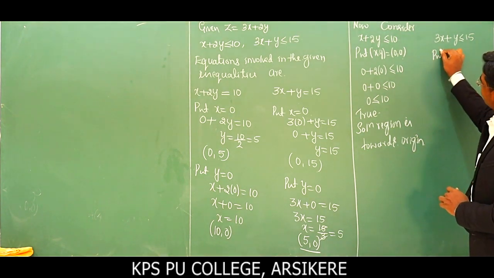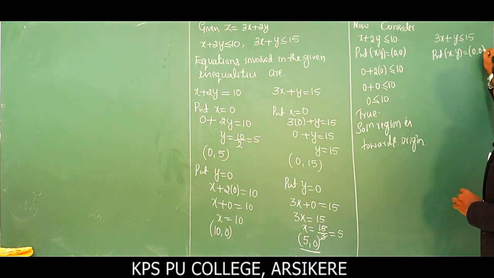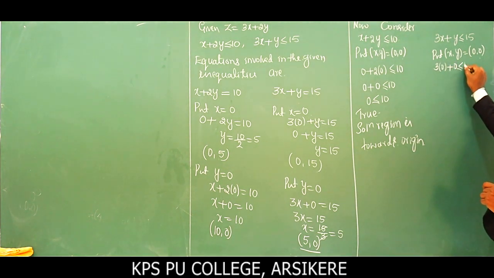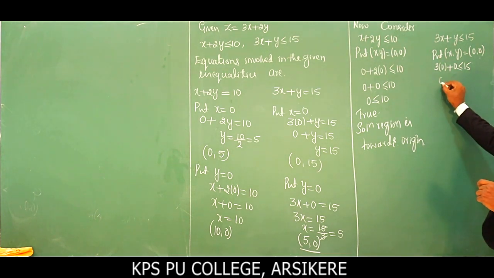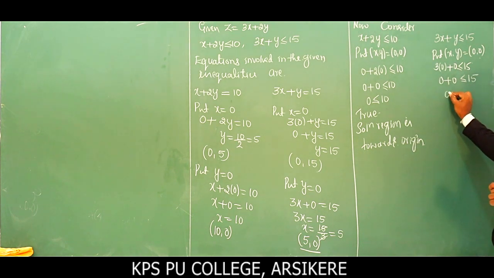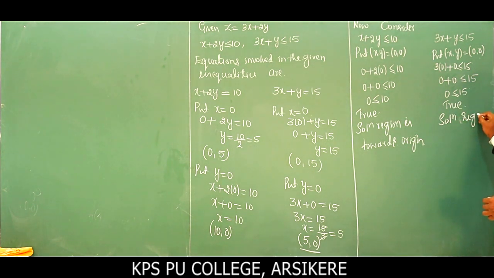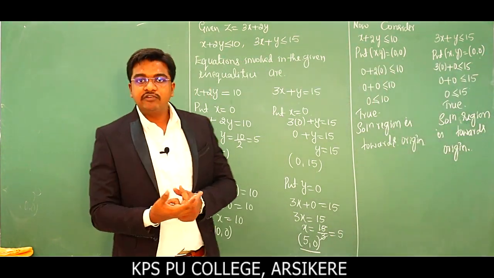Similarly, solve for the second inequality. ಏನಿದೆ ನಮಗೆ? Same, substitute or put x, y is equal to 0, 0. So now this inequality 3 into 0 plus 0 less than equal to 15 ಆಗುತ್ತೆ. 3 into 0 is nothing but 0. 0 plus 0 less than equal to 15. 0 less than equal to 15. Check ಮಾಡಿ. Obviously this inequality 0 less than equal to 15 holds good. This is true. So once it is true, again solution region is towards origin.